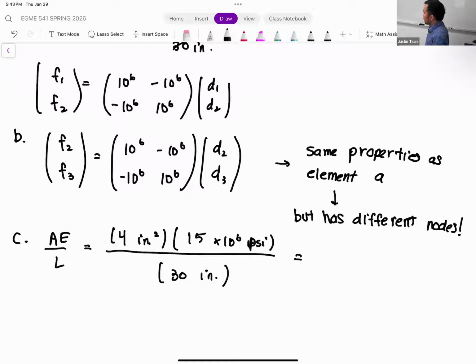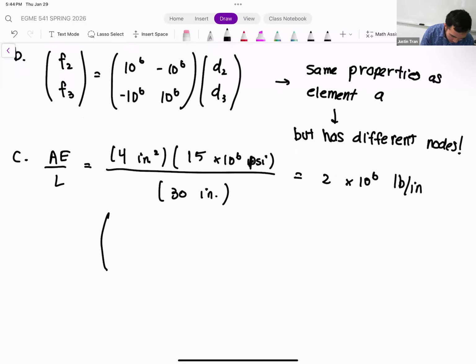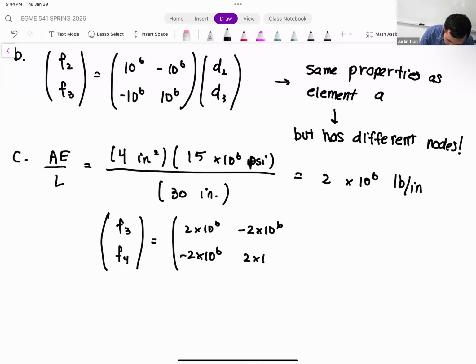All right, so we do this arithmetic, we get 4 times 15 times 10 to the 6 up top, so that's 60 times 10 to the 6. We divide that by 30, we end up with 2 times 10 to the 6 pounds per inch for the effective spring constant for element C. Okay. All right, so let's go ahead and plug this in. Noting the fact that element C here is connected to nodes 3 and 4, so this is F3, F4, equal to 2 times 10 to the 6, minus 2 times 10 to the 6, minus 2 times 10 to the 6, 2 times 10 to the 6, D3, D4.